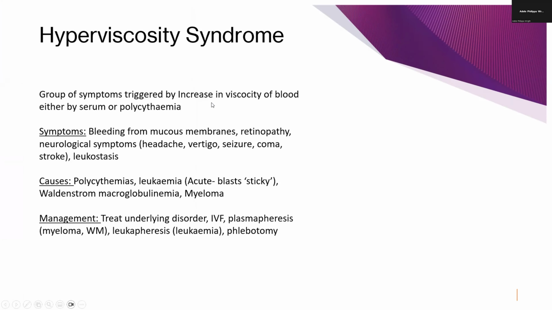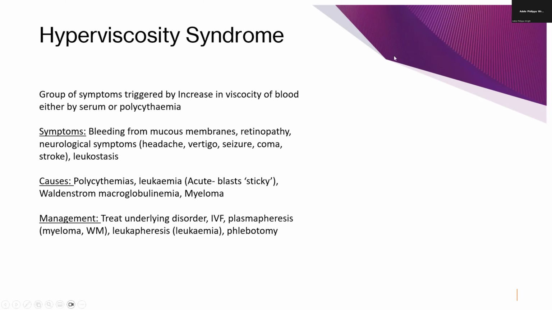Hyperviscosity is just a group of symptoms triggered by an increase in viscosity of blood, so the blood just becomes thicker, and that can lead to bleeding from mucosal membranes, retinopathy, neurological symptoms, leukostasis. The causes are basically any hematological disorder that makes the blood thicker, and the management obviously is treating the underlying disorder.